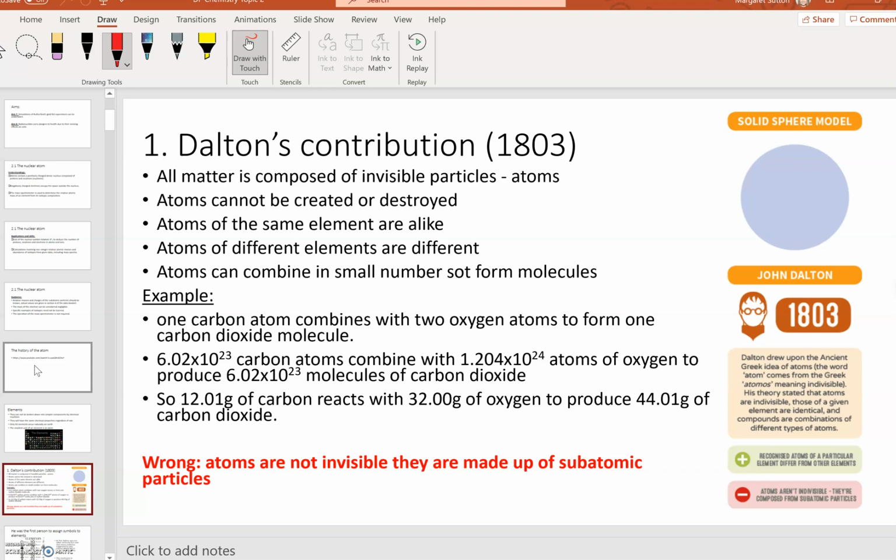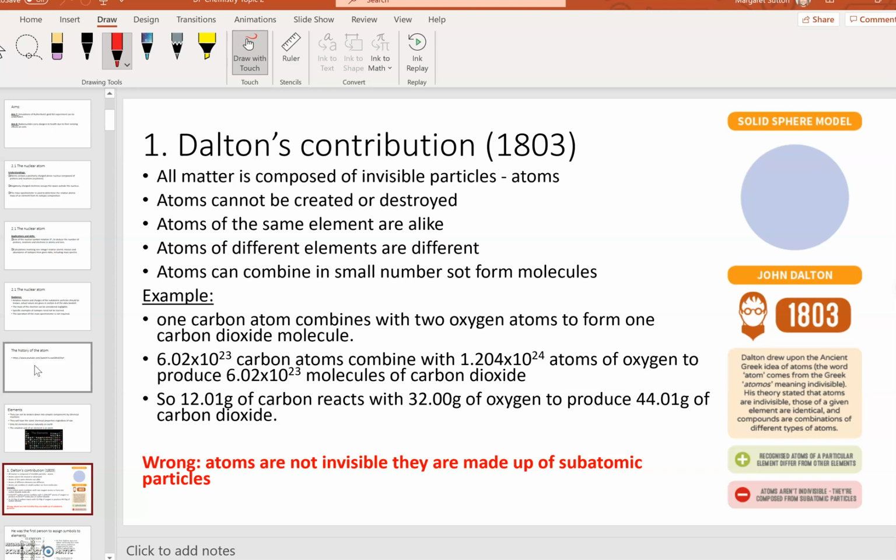Our idea about the atomic structure has evolved over the years as we've discovered new information, and therefore we've changed how we've viewed the atomic structure. This is a really great example of how our knowledge can change over time, and the more experiments we do and the more evidence we gather, that builds a stronger view of what the structure of an atom is, because we can't see it.